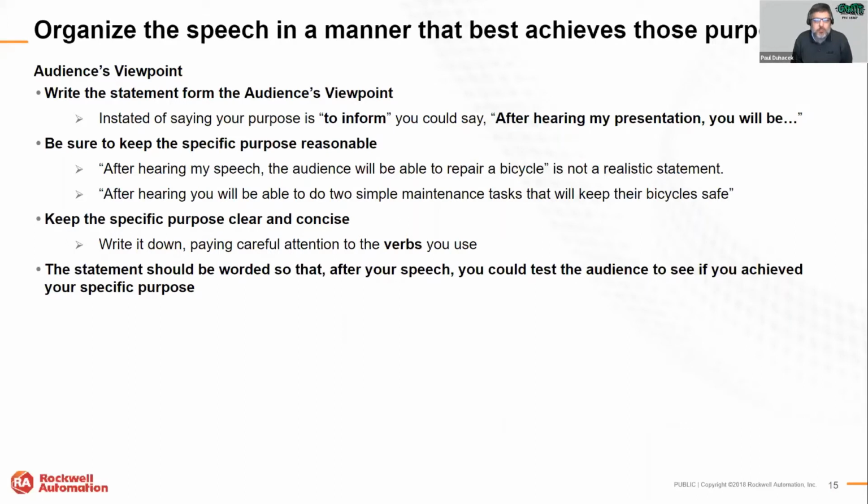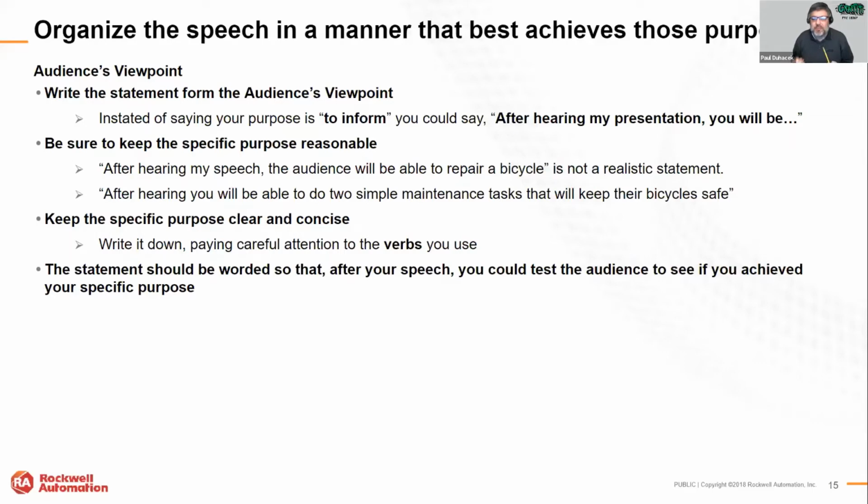Now, to organize your speech in a manner that best achieves those purposes, you want to get the audience's point of view. So you want to know what type of audience you're talking to. If you're talking to a kindergarten class, an eighth grade class, a senior class, college graduates, or doctorates, you want to understand that and take a nice viewpoint when you're starting out your talk. So instead of just saying it's to inform you, I could say, after hearing my presentation, you'll be able to achieve the best speech possible.